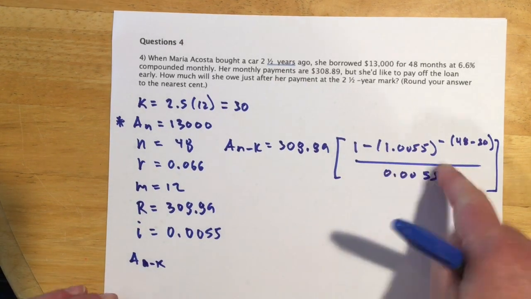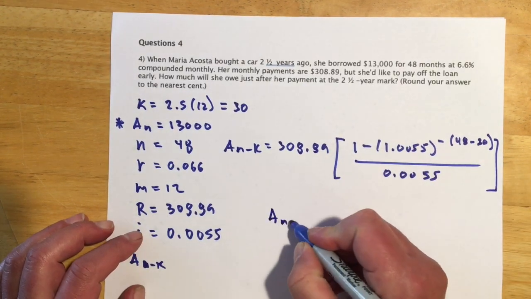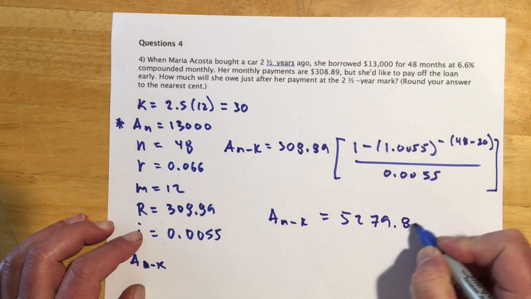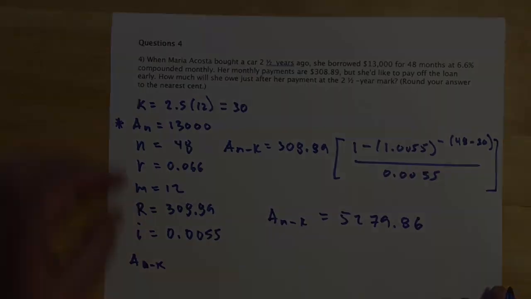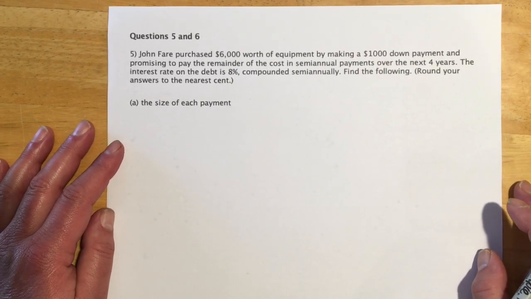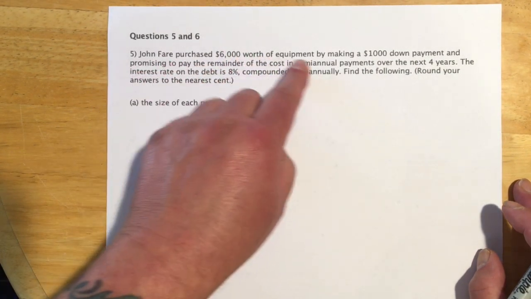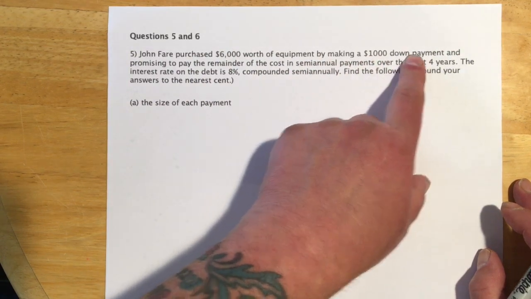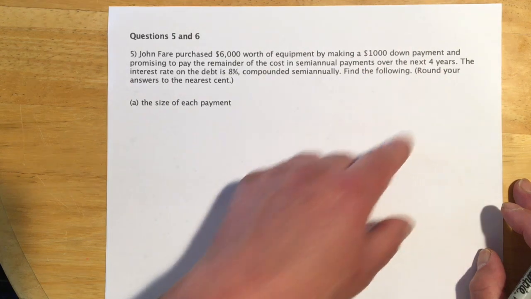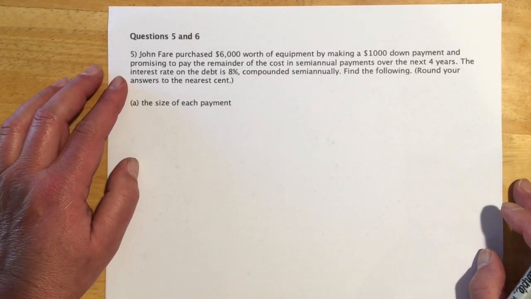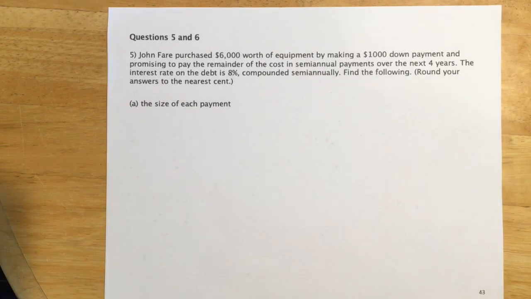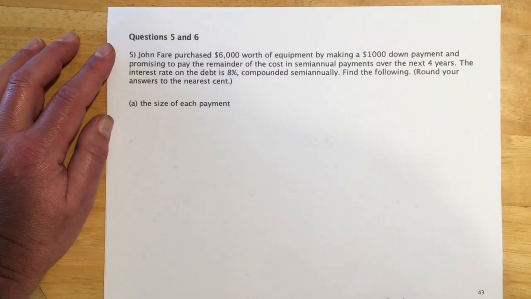Okay, so then we just throw that in the calculator, and I got it to come out to 5279.86. Okay, question 5. This one has a couple of parts. John Fair purchased $6,000 worth of equipment by making $1,000 down payment and promising to pay the remainder of the cost in semi-annual payments over the next 4 years. Interest rate on the debt is 8% compounded semi-annually, and then find the following. So first up, we're finding the size of each payment.